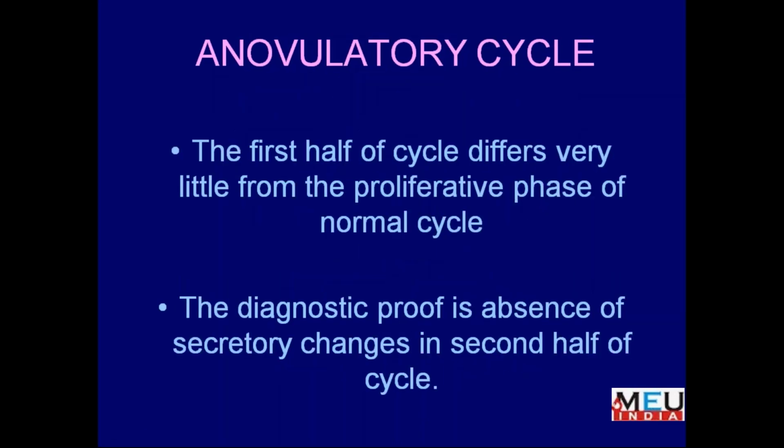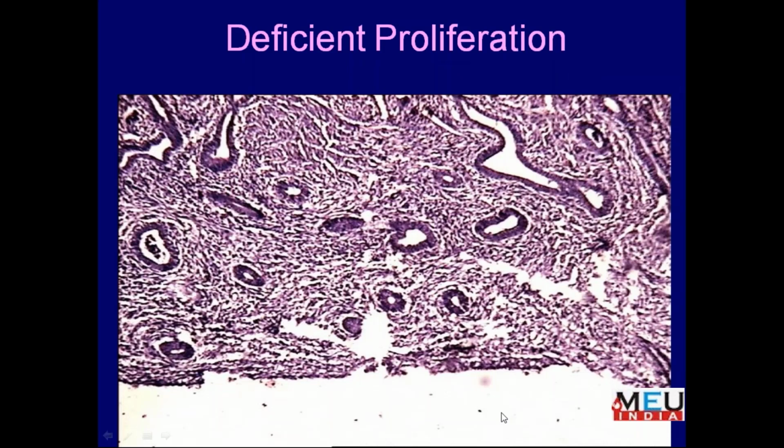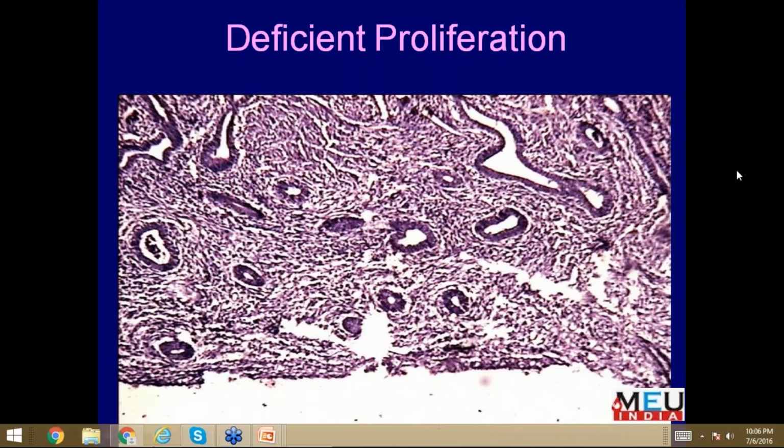Now, the first half of the cycle differs very little from the proliferative phase of the normal cycle. The main diagnostic proof whether there is something abnormal lies in the absence of secretory changes in the second half of the cycle. That is, whether proper ovulation has taken place or not, which changes the hormonal profile to progesteronic phase, and accordingly there are changes. Now, for all practical and therapeutic advantages, the anovulatory cycle is divided into two histological types, that is deficient proliferation and irregular proliferation.